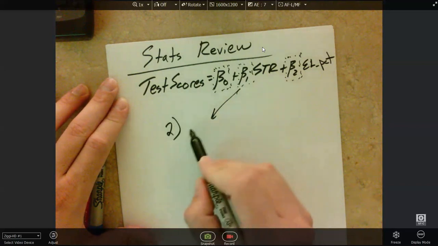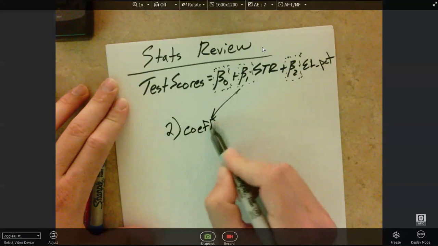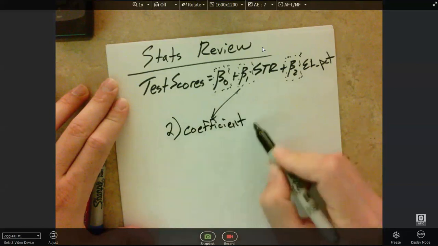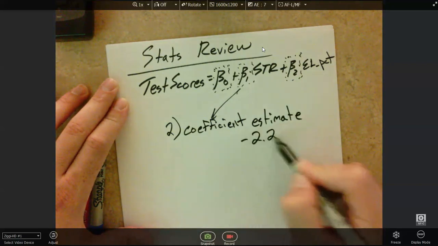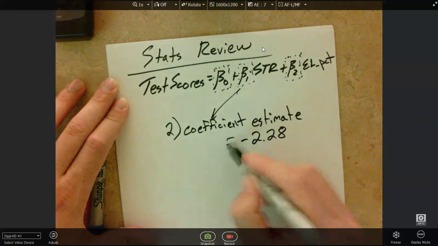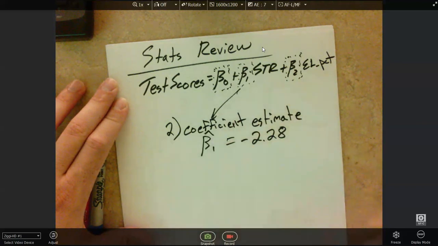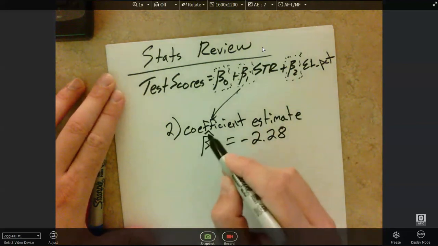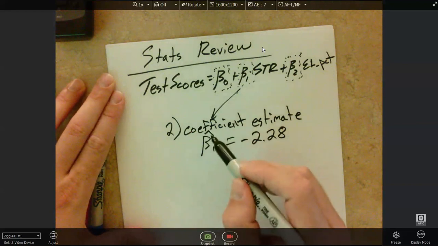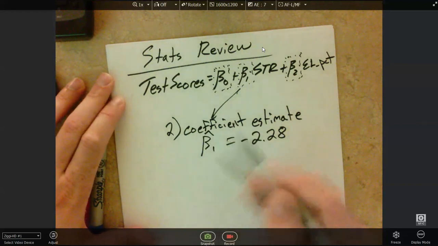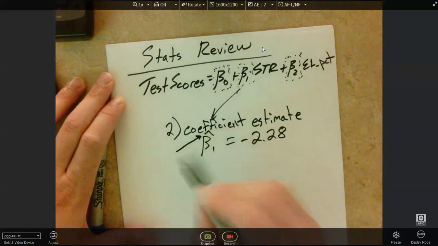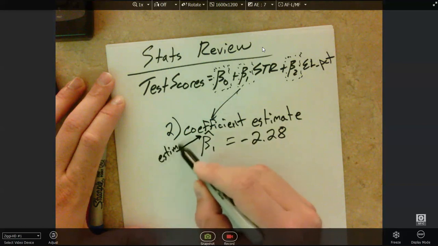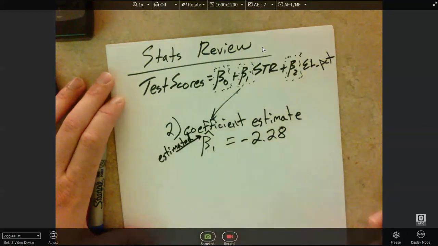We end up getting a coefficient estimate. So I believe it was like negative 2.28, right, was the beta 1 that we were given. And so I'm putting a hat on it because anytime we run these regressions or we get these results, they are estimated results, okay? So the hat is a reminder to me that this is estimated. It's not the true beta 1, right?